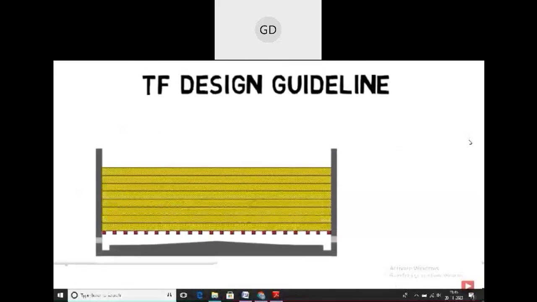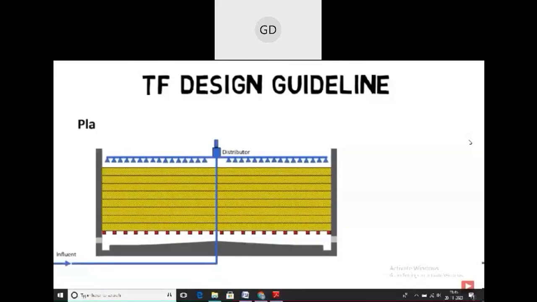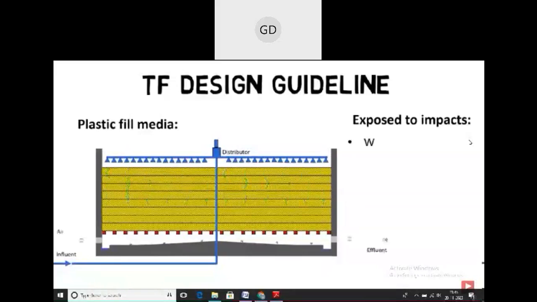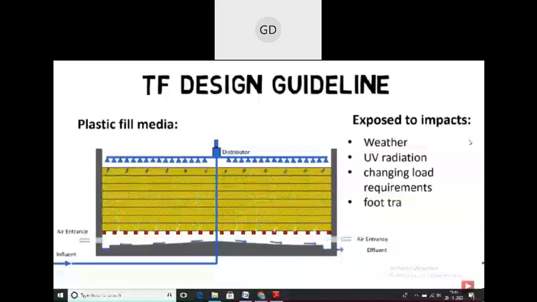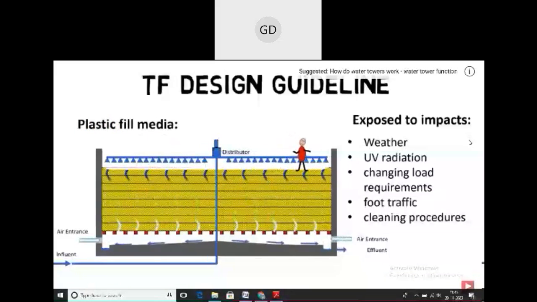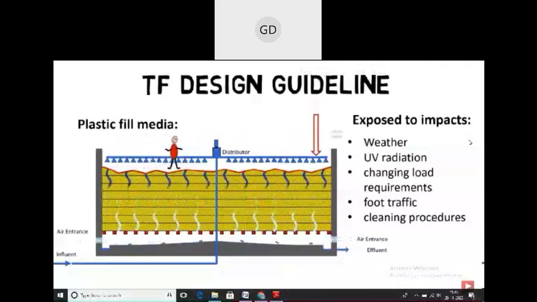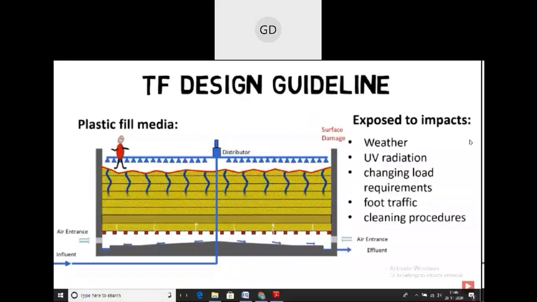During the lifetime of a trickling filter, the plastic film media will be exposed to many different outer impacts, such as water, UV radiation, changing load requirements, foot traffic, and cleaning procedures. In the beginning, these effects will be barely noticeable, but over time, especially the bottom and top layer of plastic film media start to deteriorate. With increasing damages, the air and water distribution within the trickling filter gets worse and worse, so that the performance of the trickling filter starts to decrease.